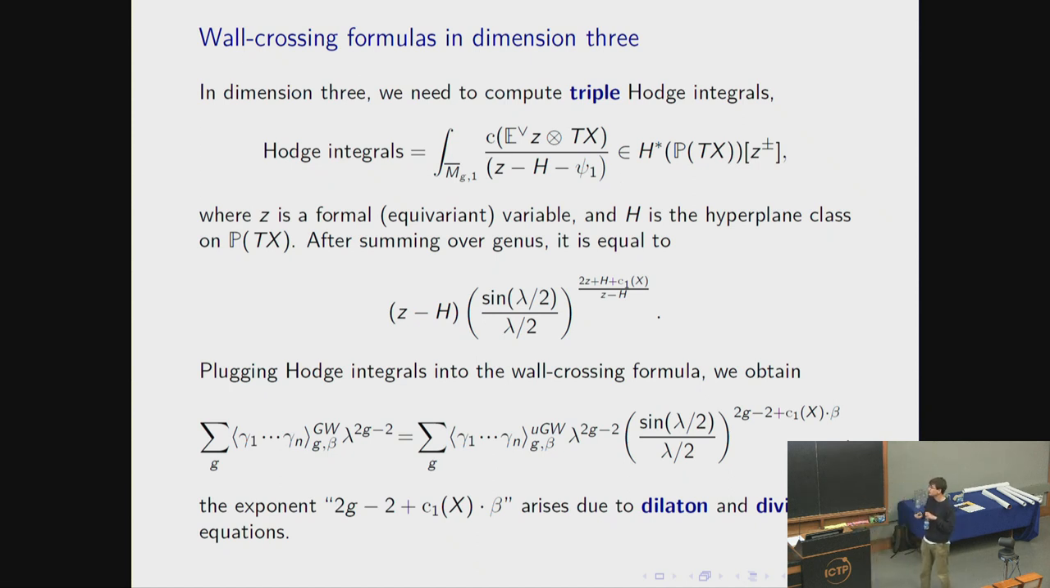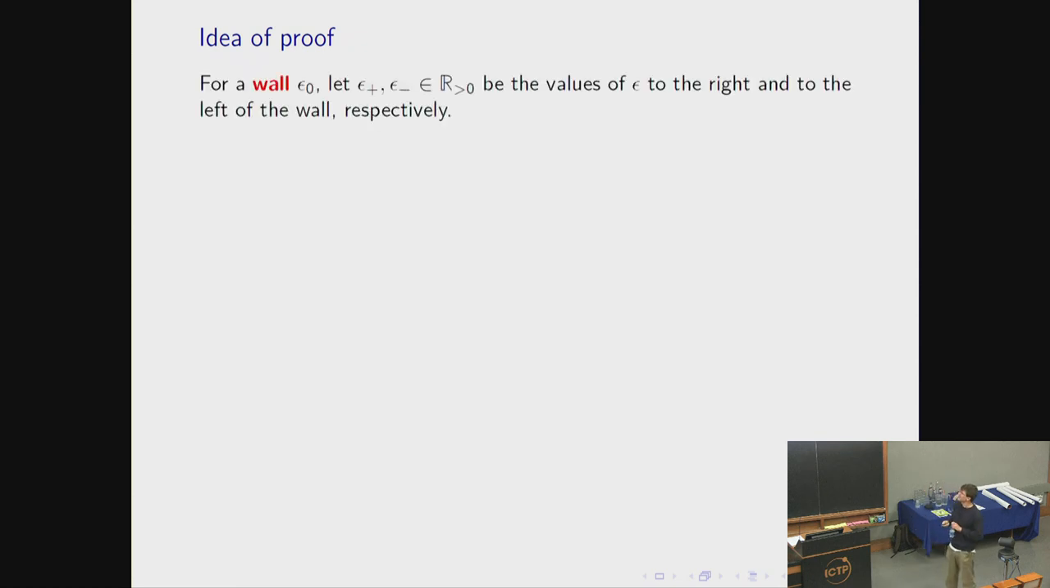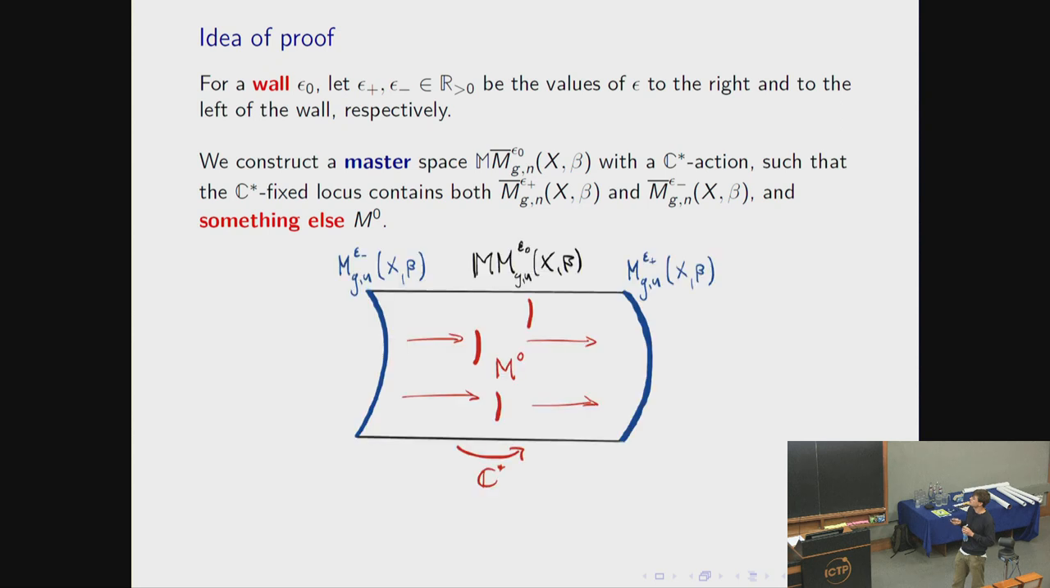Let me zoom out and talk about these wall crossings more generally. There is also an idea of a proof. Let me first briefly mention how we prove that. Here we use epsilon. For each wall, we construct a master space. A master space will contain the spaces of epsilon ramified maps in the adjacent chambers of the wall.